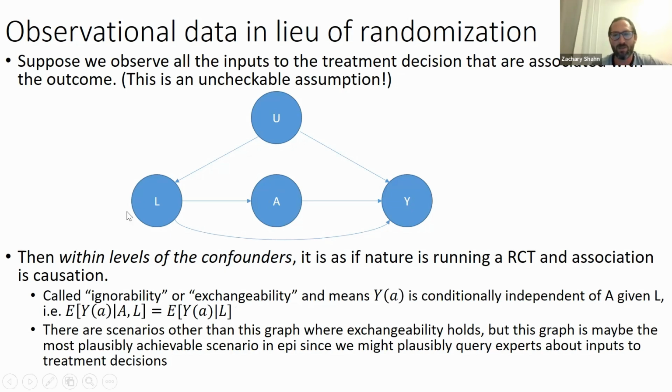Let's say we're in this situation. We think that this causal graph, it's called the causal graph, describes the process that generated our data, where we have L, A, Y. That's our data: the confounders, the treatment, and the outcome. So now how do we actually estimate the effect of the treatment A on the outcome Y?